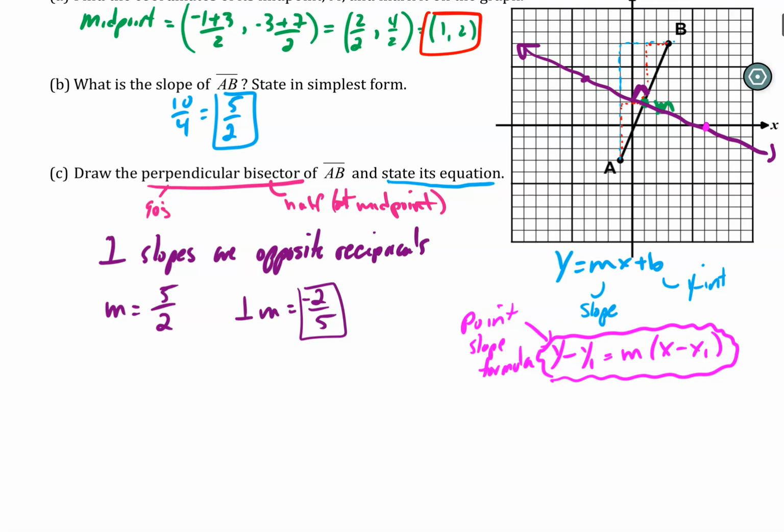We could use the midpoint. We could use this point. Any one of these three would work. Actually, let's use the midpoint since we already did that. So I'm going to use the 1, 2.